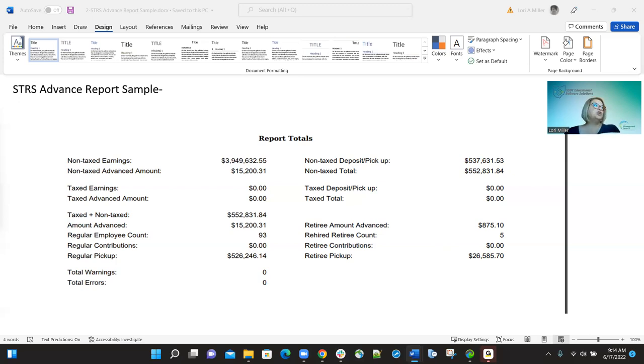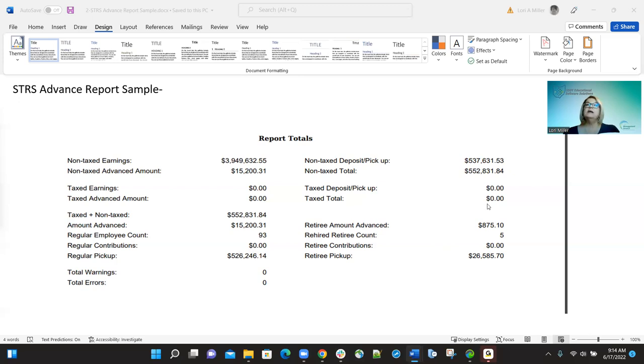The non-tax total is the total of the fiscal year 22 contributions to date plus the advanced contributions for the current fiscal year. The non-tax total is a total of non-tax deposit pickup plus the non-tax advance amount. So that's your non-tax total. It'll be your non-tax deposit pickup plus the advance amount.